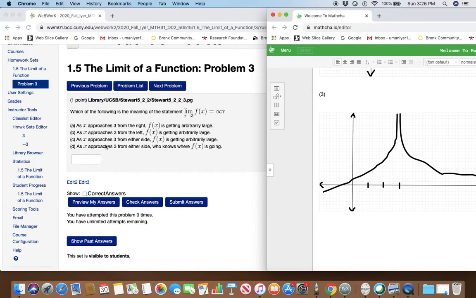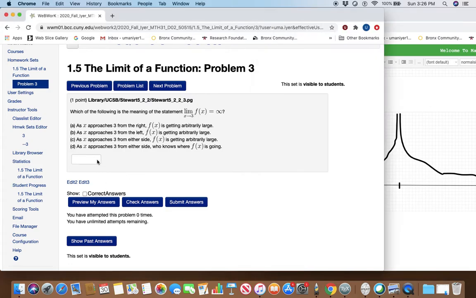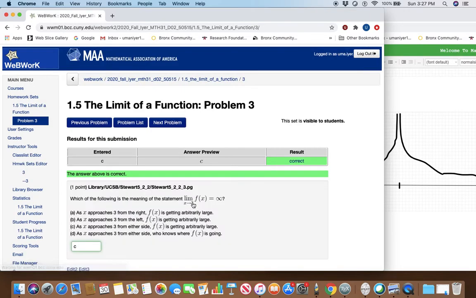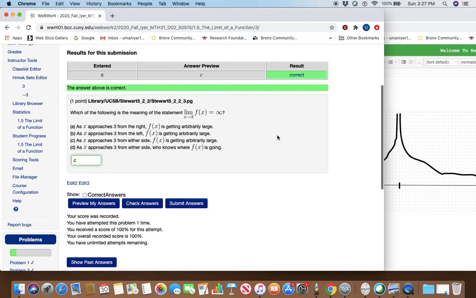As x approaches 3 from either side, f(x) is getting arbitrarily large. And as x approaches 3 from either side, who knows where f(x) is going? No, that's not right. A and B are partially correct. These are one-sided limits, but you need both sides to go to infinity to say the limit as x approaches 3, without a specification of right or left. The answer is C. All right, next one.